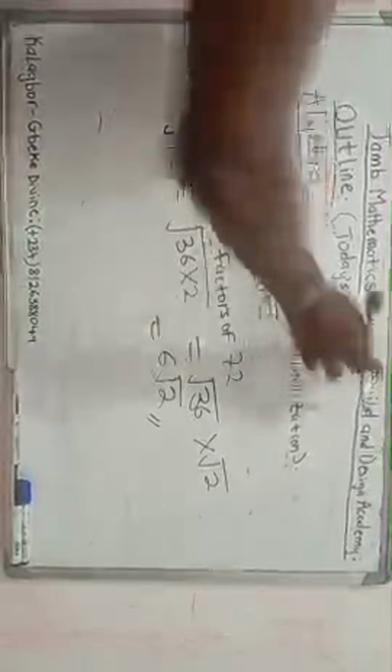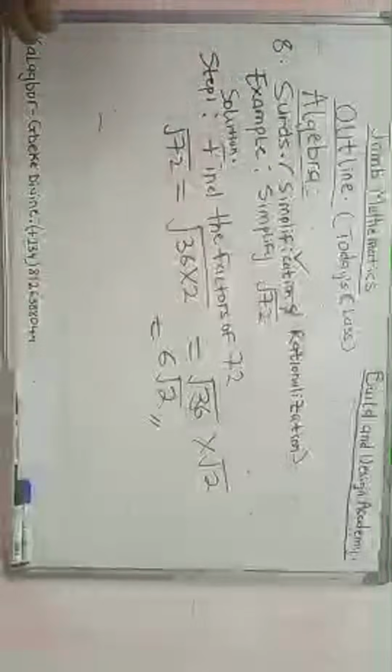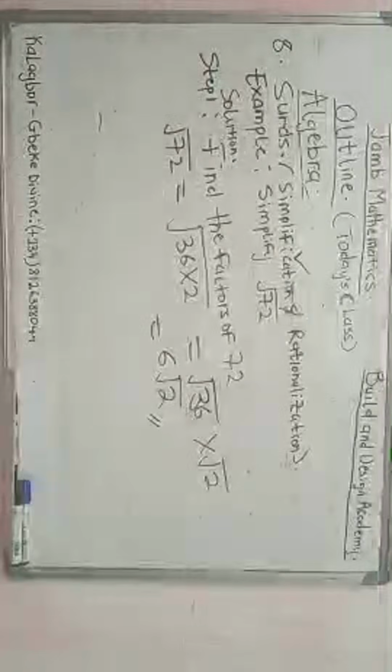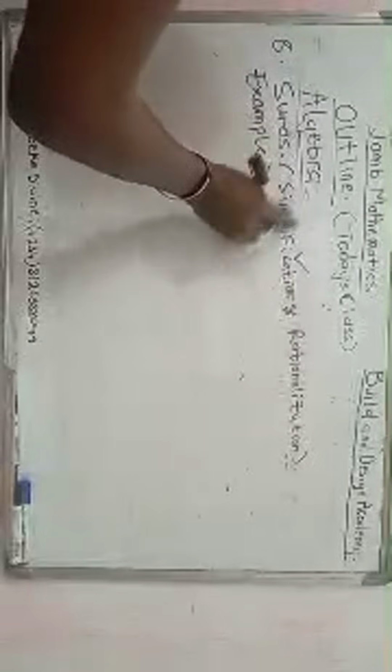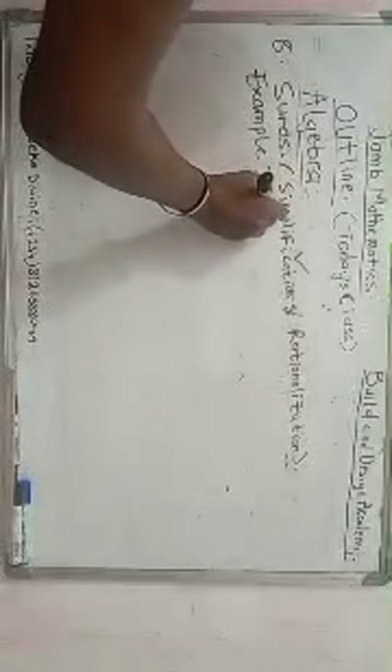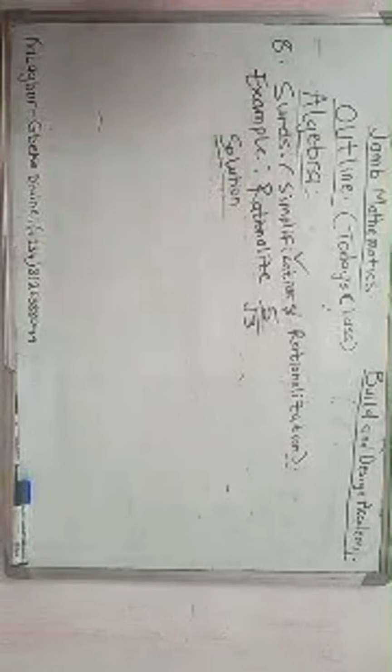So now let's look at another example under rationalization. For this example, we have: rationalize 5 over root 3. Now, our solution will look like this.